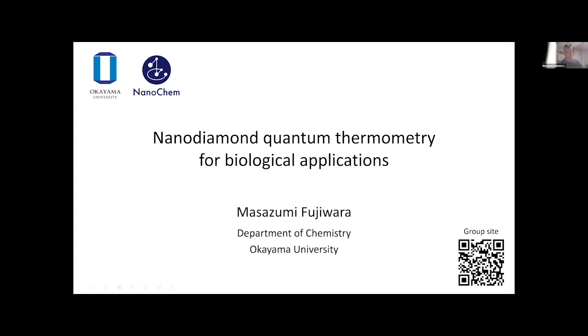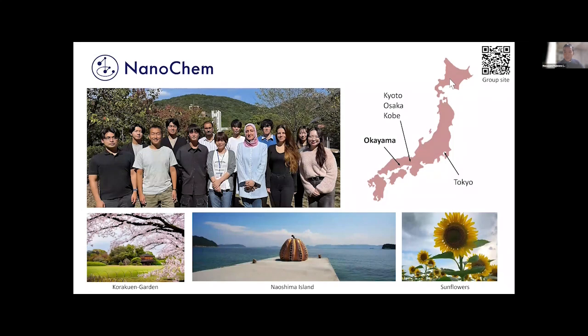This is a brief introduction of our group, and we are in Okayama. Okayama is actually around here, and it's about 150 kilometers west from the Osaka area in Japan. This is our team. We have several international students, and we are also collaborating with some other countries, Germany and the US. I recently started talking about collaboration with some teams in the UK, so I'm happy to collaborate with other partners in the UK.